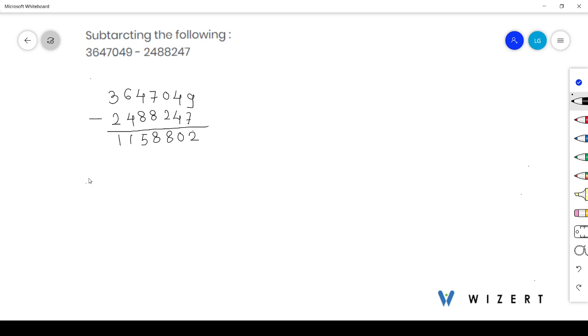Hence, 3,647,049 minus 2,488,247 equals 1,158,802.